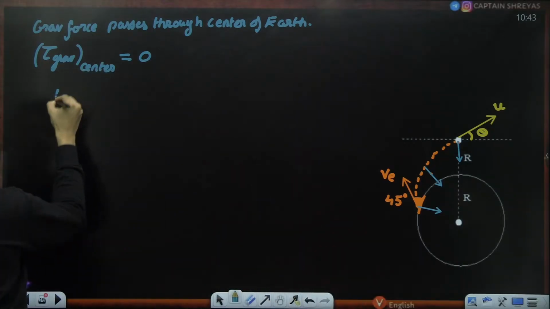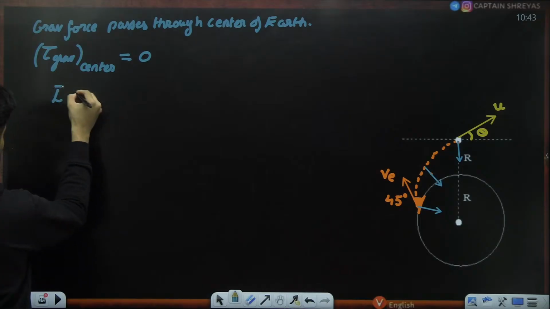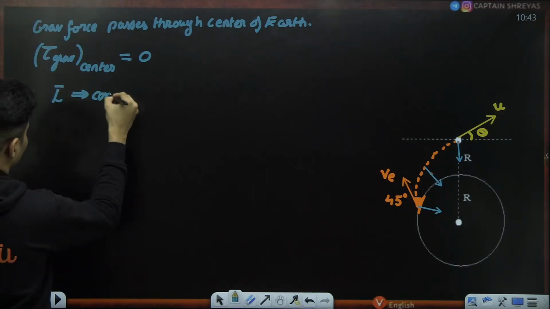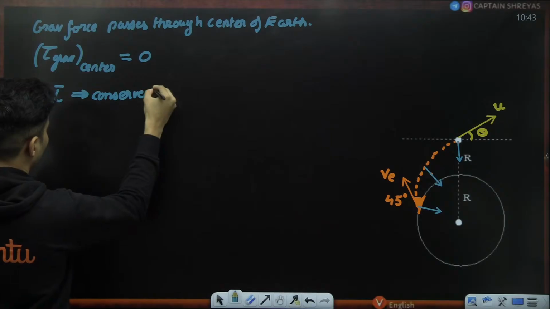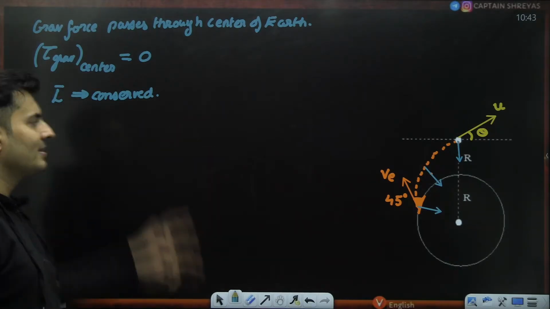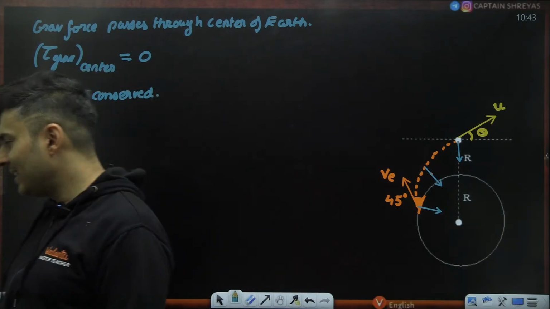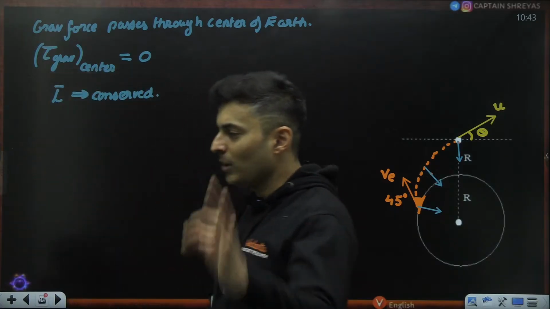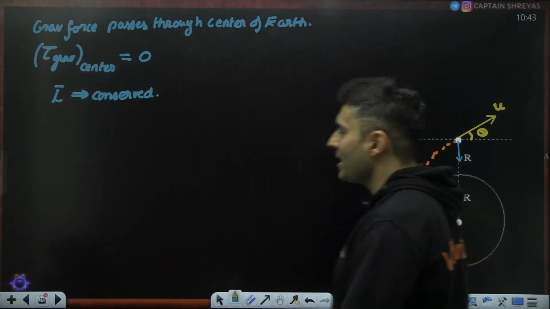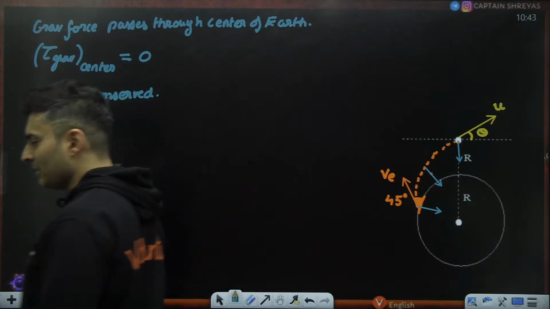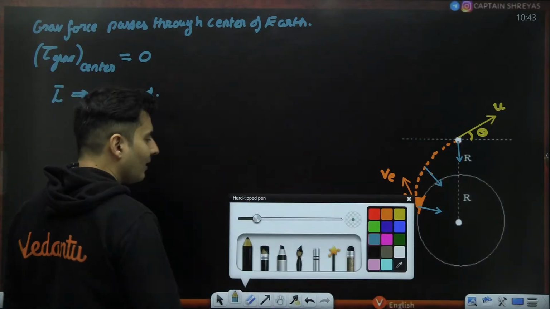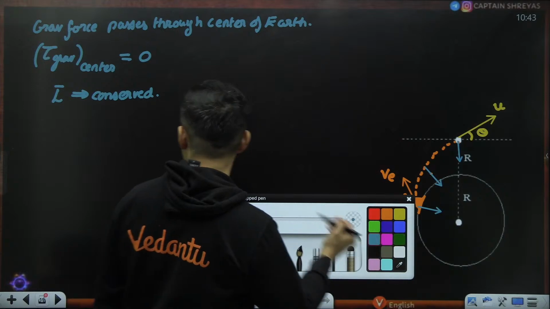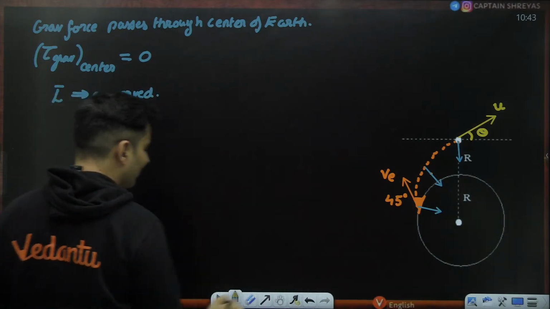That means the angular momentum is going to be conserved. That is the trick involved over here. Isn't it crazy, guys? The angular momentum, yes, you heard it right, is going to be conserved. Wow, crazy. So what is the angular momentum initially versus angular momentum finally?